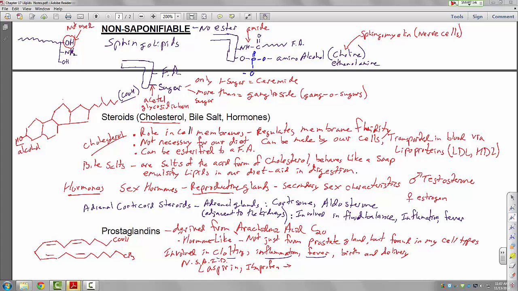So these guys inhibit prostaglandin synthesis. If there's no prostaglandins to clot your blood, your clotting times increase and it's a blood thinner. If there's no prostaglandins to induce fever or inflammation, then these drugs will inhibit the inflammation and reduce the fever.